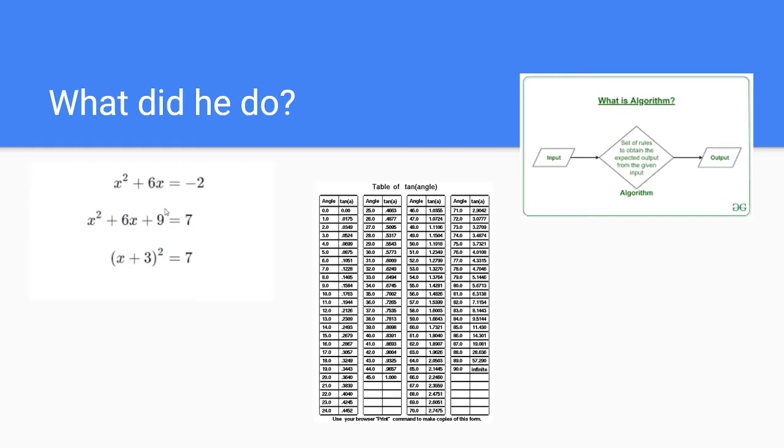So as you can see here, 9 was added to both sides to make 7, and then add a 9 here, so he could factor it into x plus 3 squared is equal to 7. And that was the way he wrote his book to create algebra into what it is right now. He basically laid the foundations for what we think algebra is, and we grew on that and expanded on that.